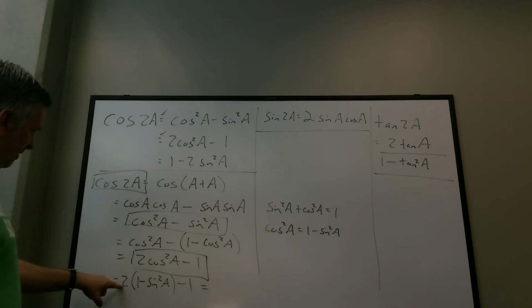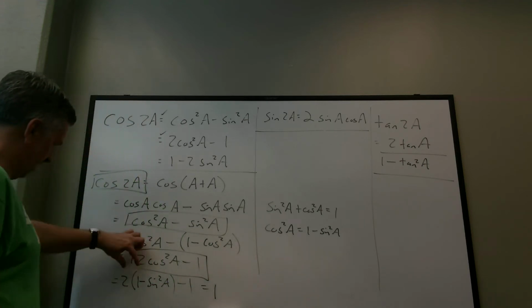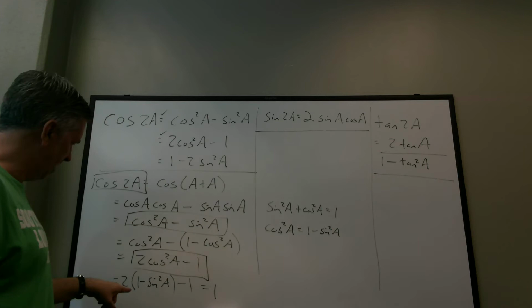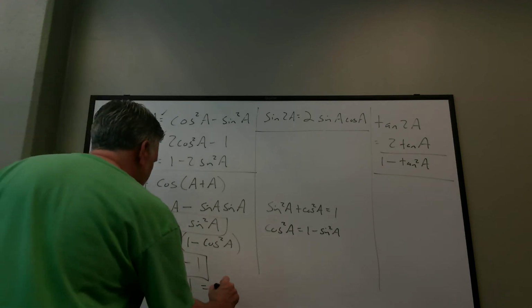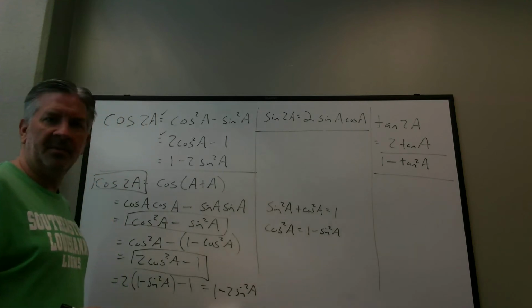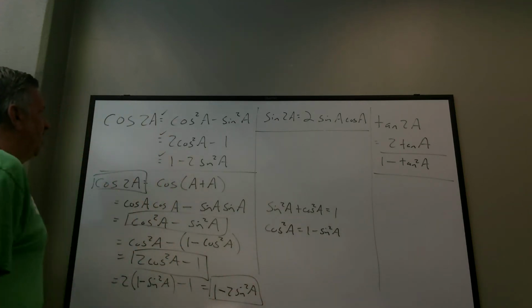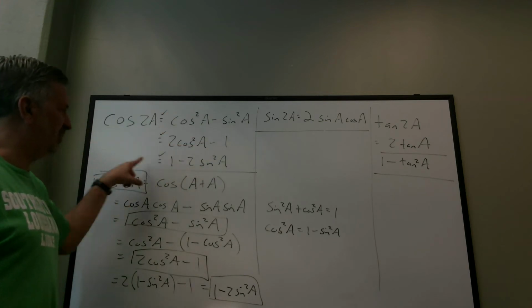the 2, notice I'll get a 2 here, minus a 1 is a 1. 2 times 1 is 2, minus 1 is 1. And then distribute the 2 to the sine squared, and you get minus 2 sine squared a, which is the third one. So all 4 of these are equal to one another.